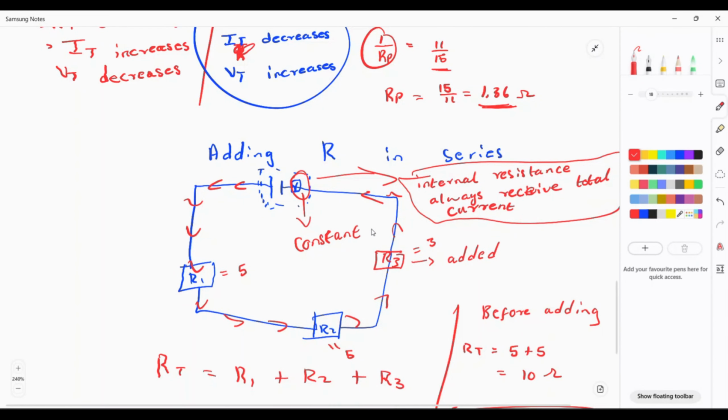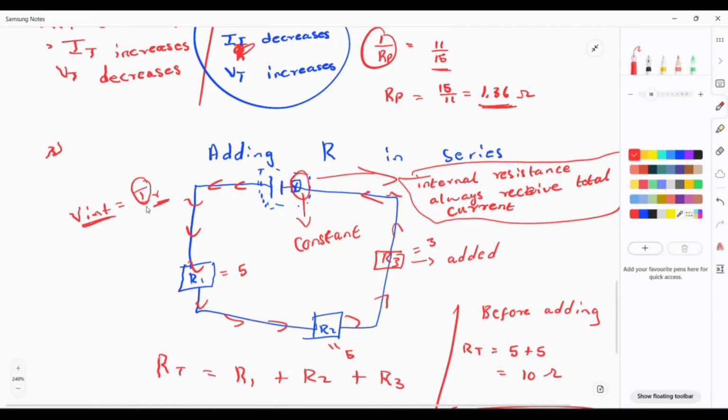It remains constant throughout your question. You can never find an examiner saying we have changed an internal resistance. Highly impossible. So if I have a formula which says V internal is equal to IR, what's going to happen here? I can only manipulate the internal voltage and the total current, but this value remains constant. I want you to understand the maths now.